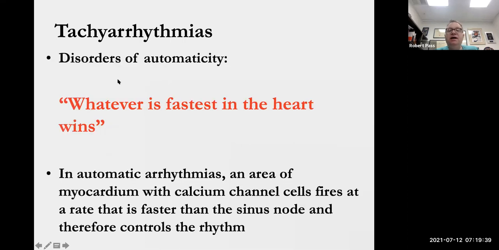The important take home about automatic arrhythmias, or really any tachycardia, is that in the heart, whatever is fastest is always going to win. And what that means is that when a person is in an automatic arrhythmia, some area of the myocardium with calcium channel cells is firing at a rate that's faster than the sinus node and controls the rhythm, okay? That could be either the AV node or the bundle of His when someone is having junctional ectopic tachycardia. It could be an area of the ventricular myocardium that has higher degree of automaticity causing ventricular tachycardia, or it could be an ectopic atrial tachycardia.